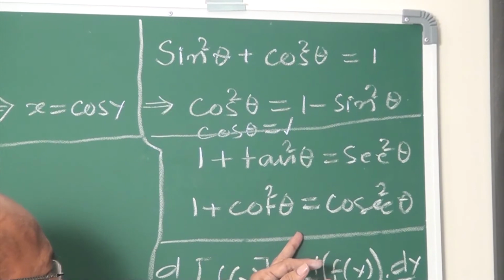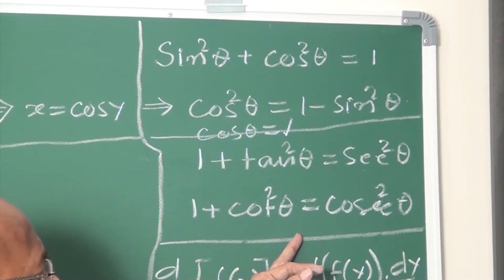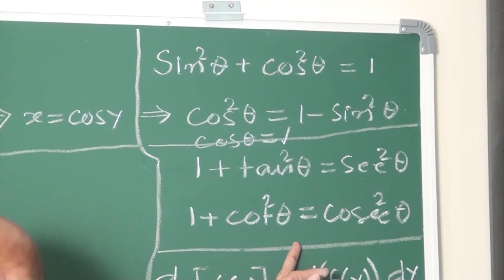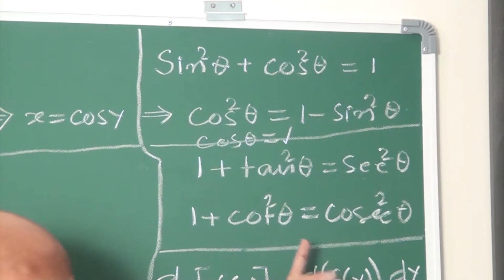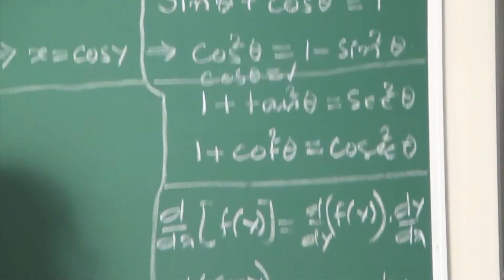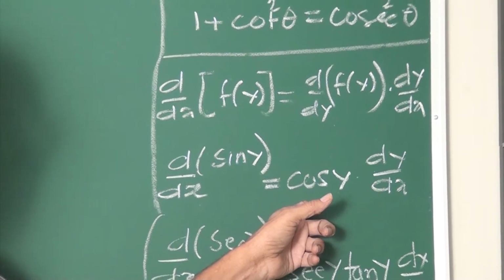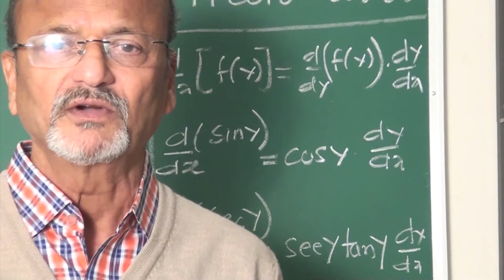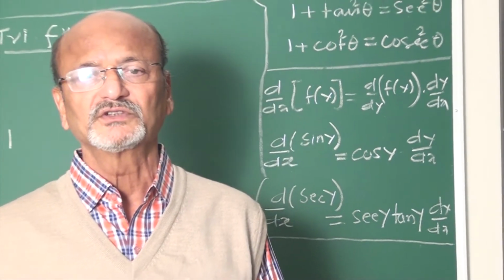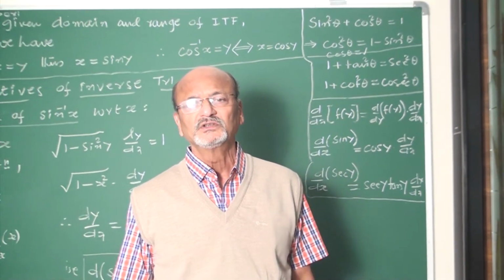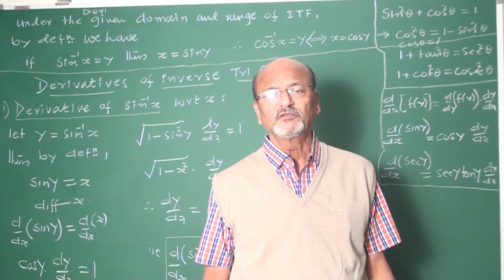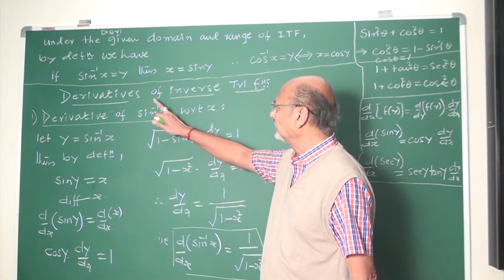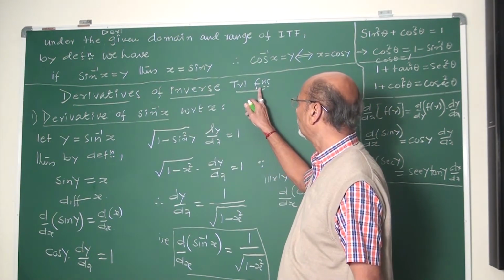Yes, my friends, these are the basic trigonometric identities that we are going to use while finding the derivatives of inverse trigonometric functions. This also we use in inverse trigonometric functions. After completion of derivatives or differentiation of implicit functions, next comes differentiation or derivatives of inverse trigonometric functions.